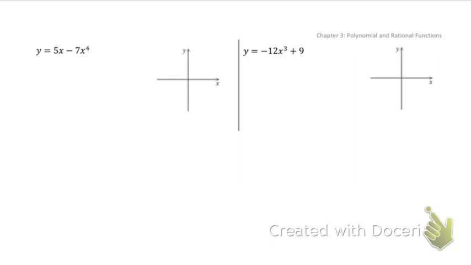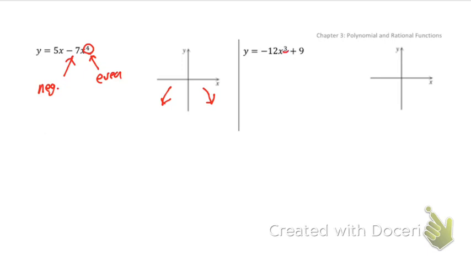Our next one is 5x minus 7x to the fourth. Don't get thrown off by the 5x. Your biggest power is the 4. 4 is your biggest power, so it's even. Both up or both down? Which way is this one going to go? Yeah, down. They're both going to go down, yeah, because the coefficient in front of it is negative. So they're both going to go down.